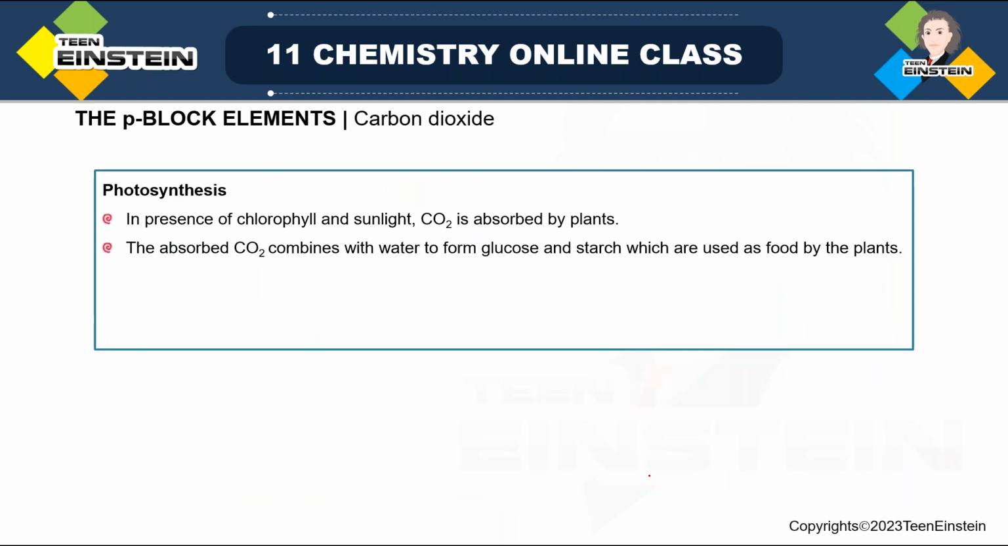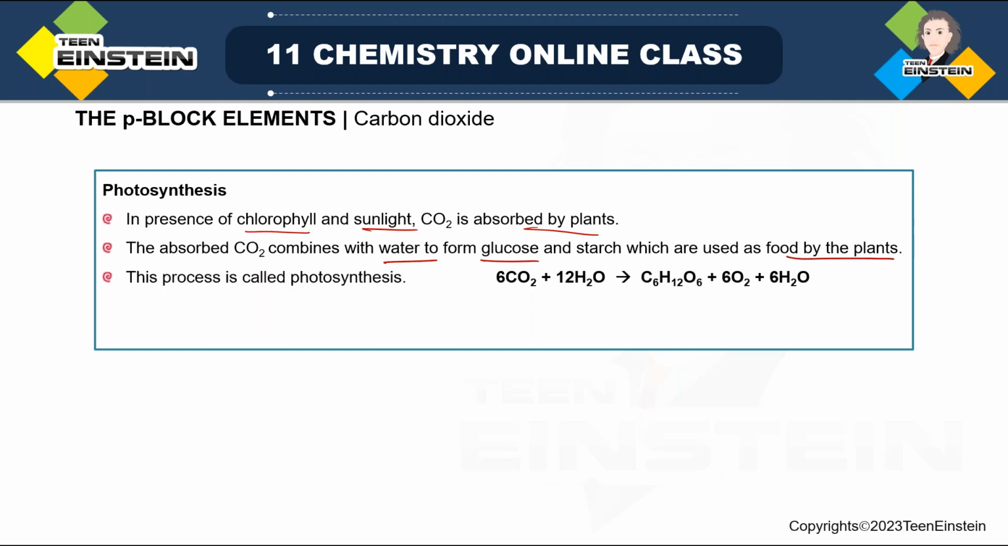Photosynthesis. So it is very important. All of us know this. In presence of chlorophyll and sunlight, CO2 is absorbed by plants. And once it is absorbed, it reacts with water and there is formation of glucose, C6H12O6, and starch. And this glucose and starch are actually used as food by the plants. And see, this is the reaction, 6CO2 reacting with 12H2O, and on the right hand side we are getting not just glucose.